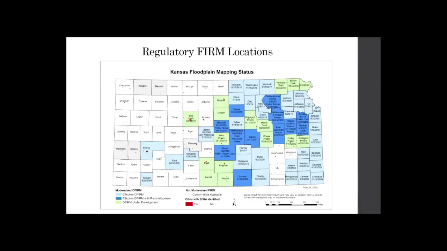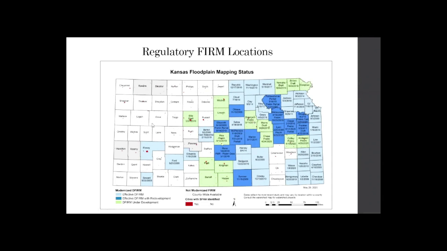So here's a map of our regulatory flood insurance rate map locations. So as I mentioned, in the eastern parts of the state where we have more precipitation, we have more flood insurance rate maps. Anything in the light blue areas have effective digital flood insurance rate maps. The darker blue has had effective DFIRMs with some redevelopment. Anything in the green color was still paper-based, but is going through the process of updating those maps to new digital maps.